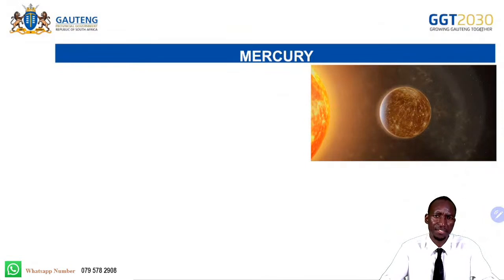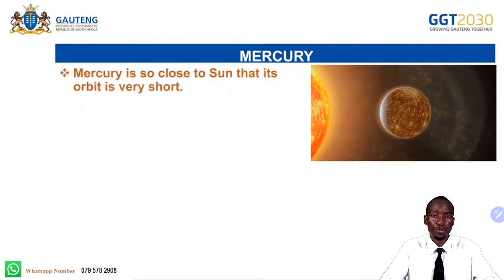Let us look at the planets in detail, one by one, as we go through their individual features and properties. Now, the first one, we're going to look at Mercury. Remember, Mercury is the one which is closest to the sun. Mercury is so close to the sun that's why its orbit is very short. Mercury is closest to the sun, and that makes it have a very short orbit.